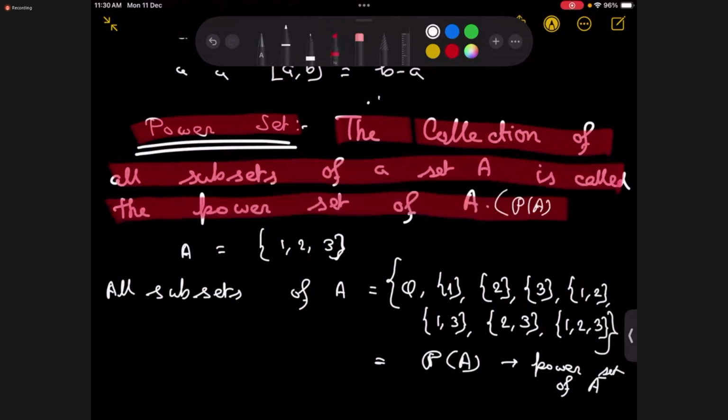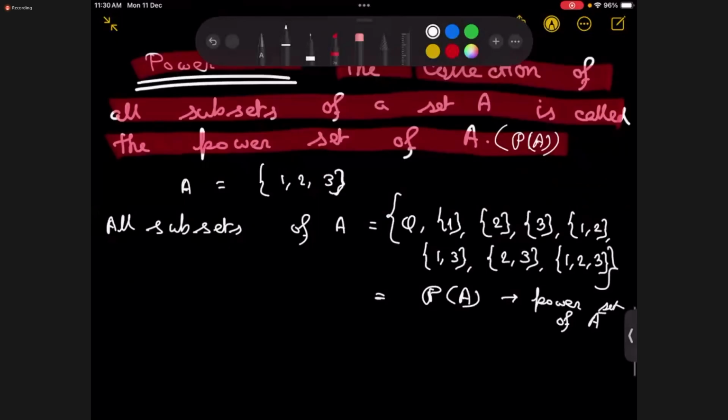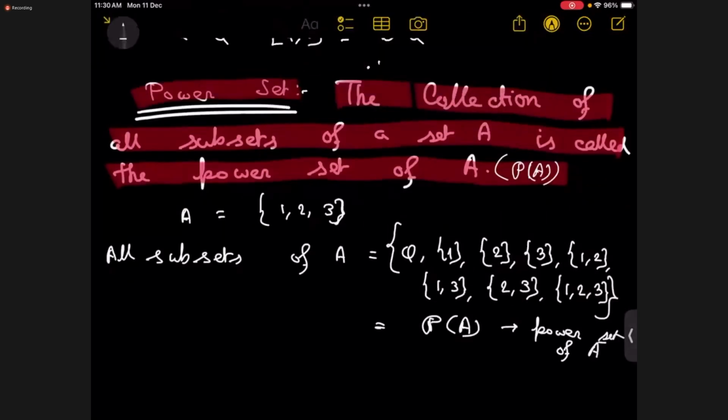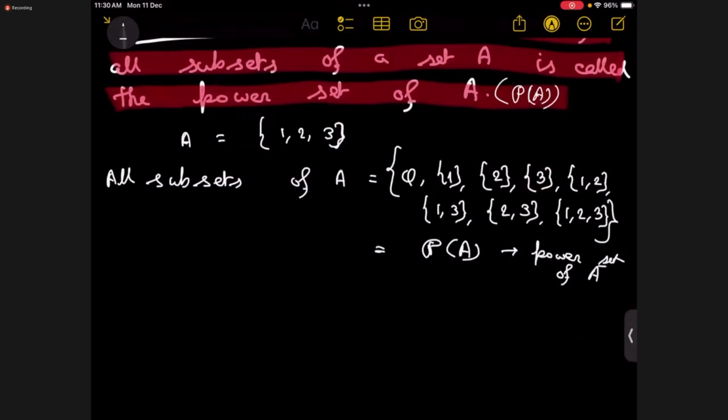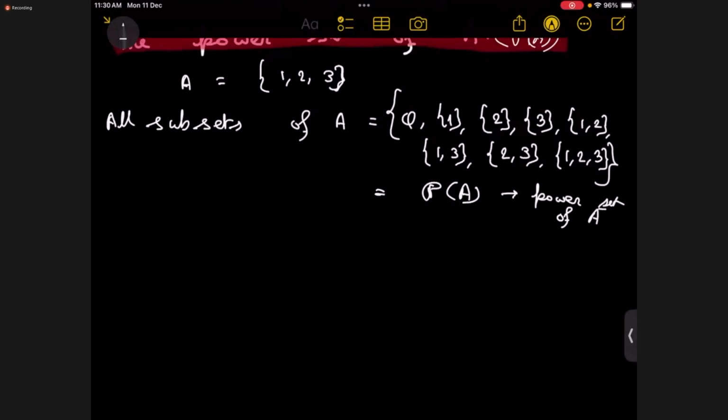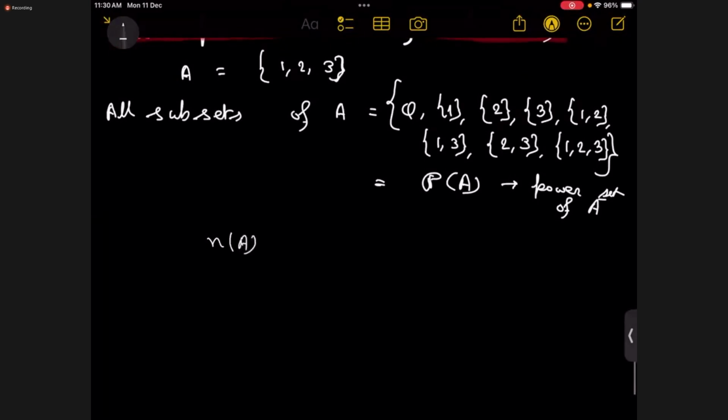Denoted by P of A. So by this example, we are clear that we are collecting all the subsets of A and we call it a power set. Similarly, we can find all subsets of any set, whichever set you give. Now, one can ask: suppose a set has cardinality, like n of A. In this example, n of A equals 3.